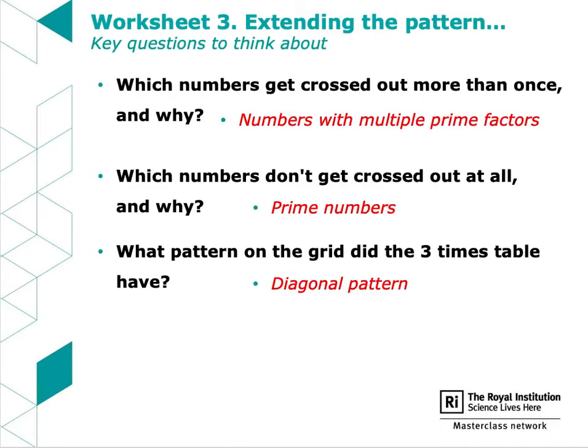Here are some questions to think about. Which numbers get crossed out more than once and why? Well, they were numbers with multiple prime factors. Which numbers don't get crossed out and why? Well, they were the prime numbers. What pattern on the grid did the 3 times table have? Did you spot that they were diagonal? Did that make you colour them in and circle them a little bit quicker?